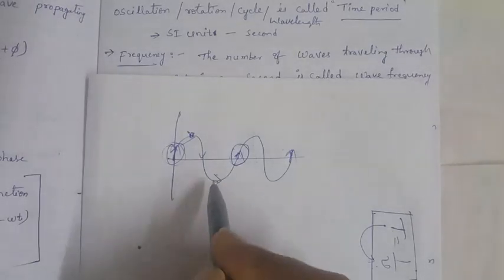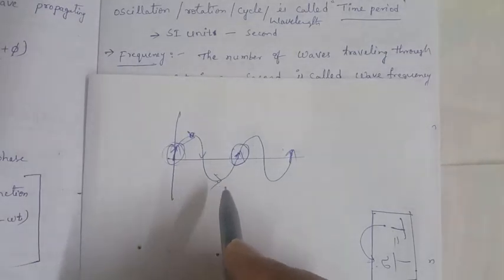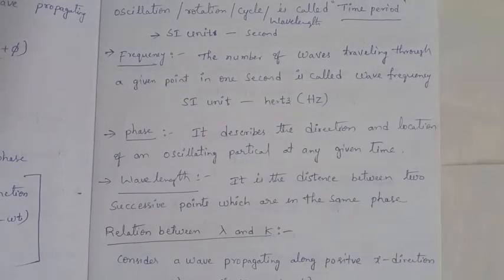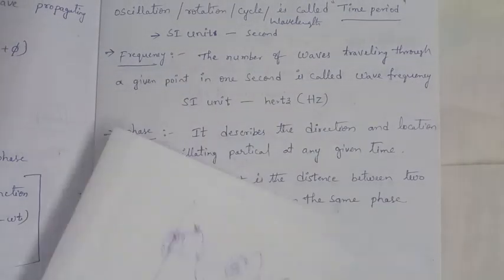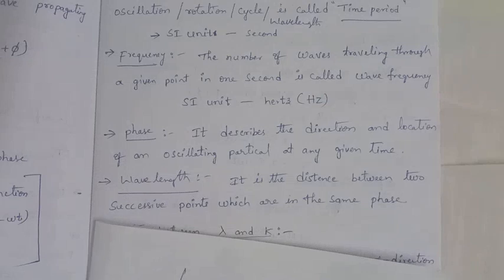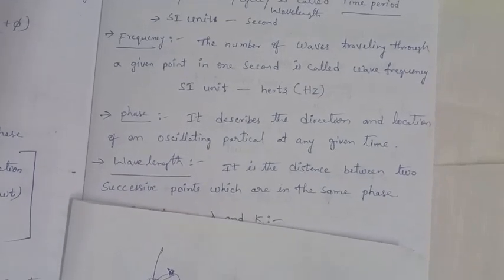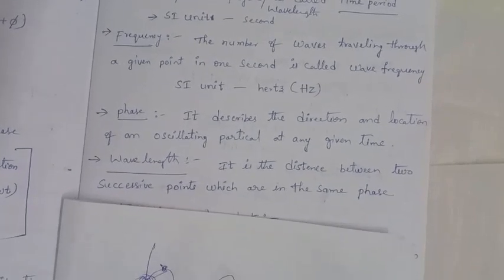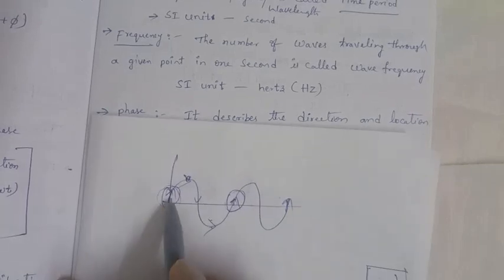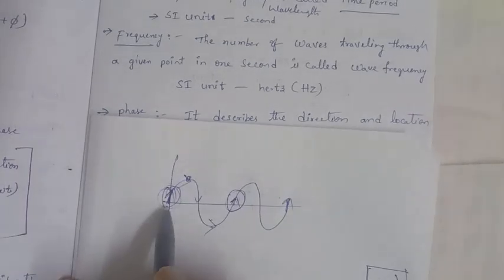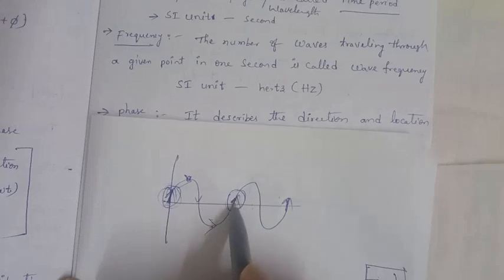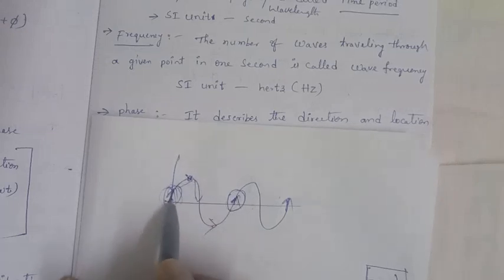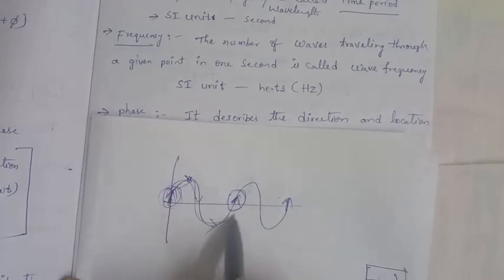So what is the state and what is the direction is given by the phase. And wavelength is the successive distance between two successive points which are in the same phase. Here it is the point. What is the same phase you have to observe here? Then the distance between this point to this point is called the wavelength.